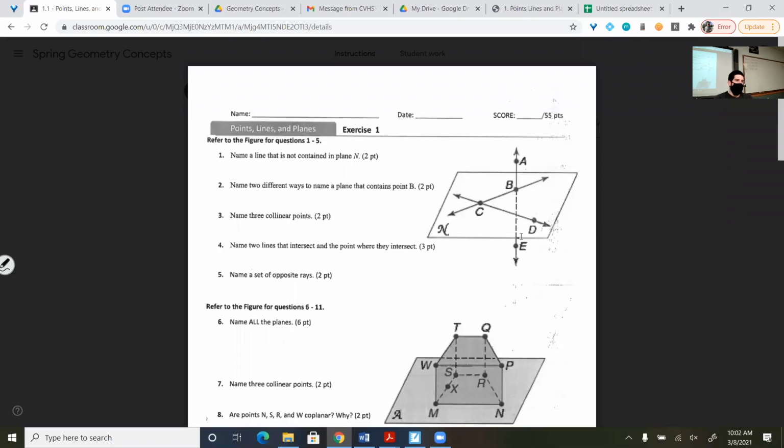Well, what's another way to call it? Another way is to reference at least 3 of the points found on the plane. It has points B, C, and D. So I could call this plane BCD. I could call it plane DCB. I could call it plane CBD, plane CDB, etc. So as long as I am including those 3 points in any order, then I can call this plane by that name.